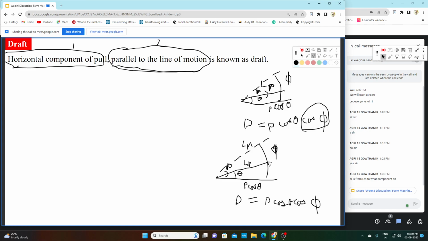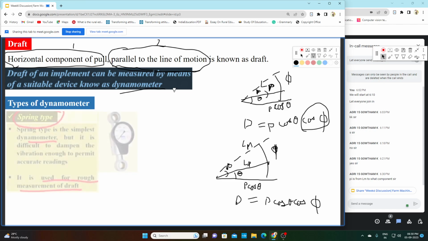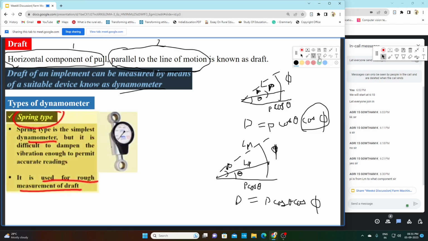Okay, so that is the draft. Now, how do we measure draft? We measure our slip by velocity, and we measure the velocity by an encoder. Now we are measuring the draft by an instrument called a dynamometer. There are different types of dynamometer.